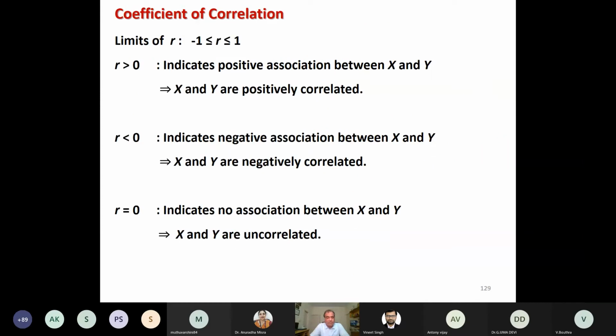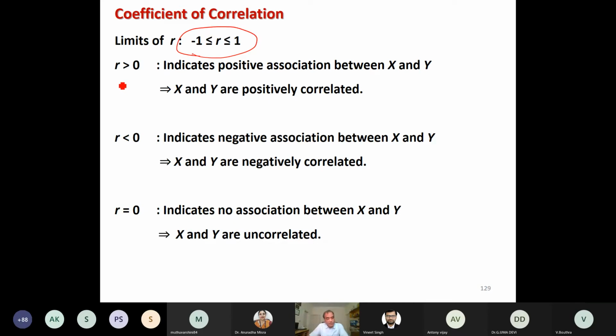So this is the mathematical formula of this correlation coefficient. But anyway, you are not going to compute it manually. The software will do the job, but it is important to understand how it is going to be interpreted. The limits of this correlation coefficient are between -1 and +1. Right. So the lowest value can be -1 and the highest value can be +1.